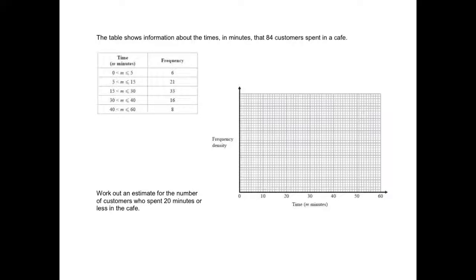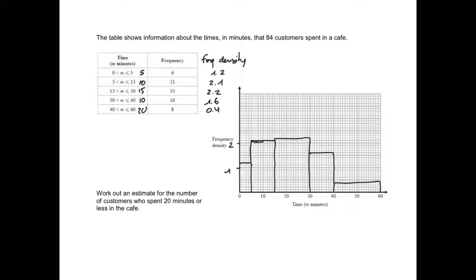Because the class intervals are not the same, it's 5 for the first one, 10 for the second one, 15 for the third one, 10 for the fourth one, and 20 for the last one, we need to draw a histogram. What we need to plot is not the frequency, but what we call the frequency density, which we get by dividing the frequency by the class width. This is what you get after you've drawn your histogram from the frequency density.